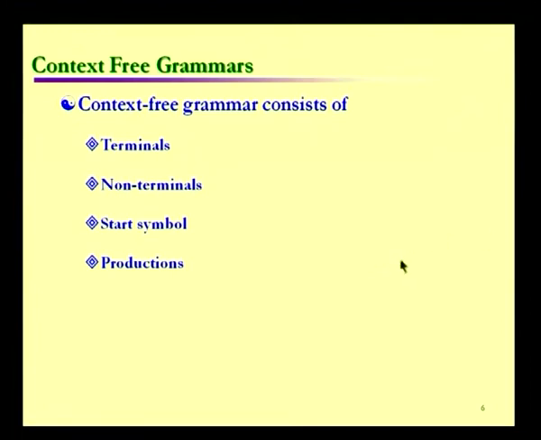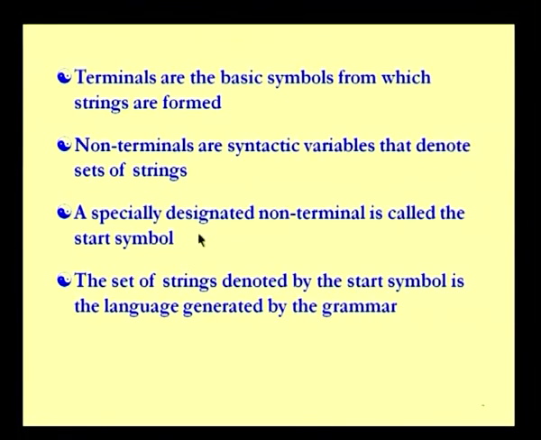It is going to be a system with 4 components. One is the terminals, another one is the non-terminals, the third one is the start symbol of the grammar, and the fourth one is the productions. The terminals are actually the basic symbols from which the strings are formed. Here we should know what we mean by string.